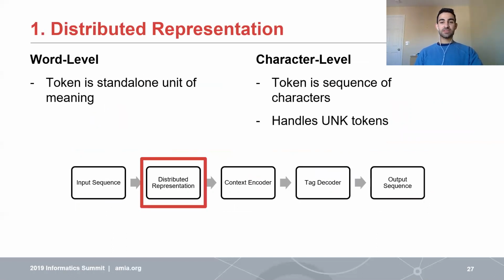The first middle step is the distributed representation. We tested two methods for forming distributed representations: word level and character level embeddings. Character level embeddings are especially useful for processing tokens that were never encountered in the training set and thus do not have learned word level embeddings. We call these UNC tokens.